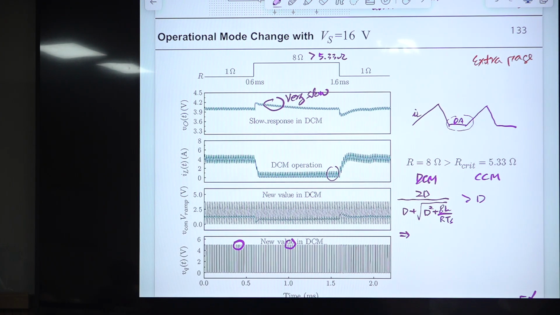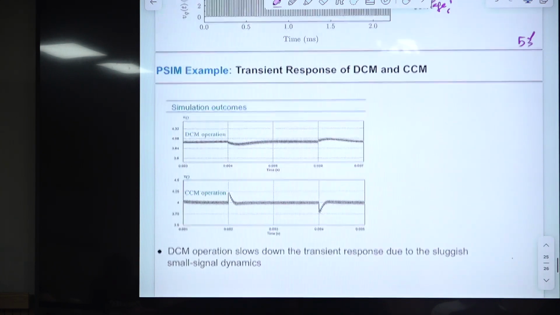So a smaller D in DCM is needed to maintain the output voltage the same. Right? Understand this, okay? This is the last page.